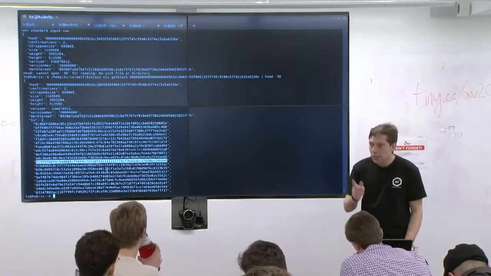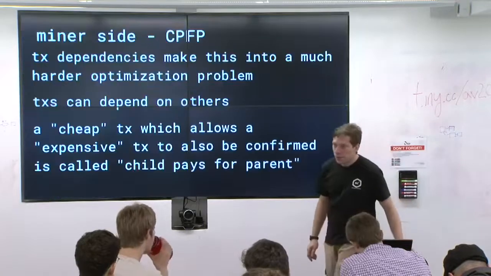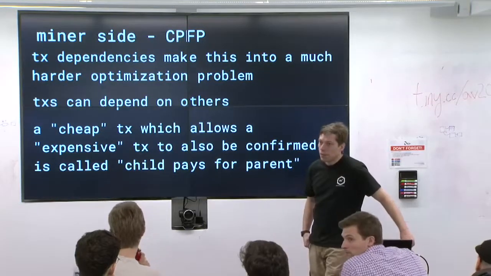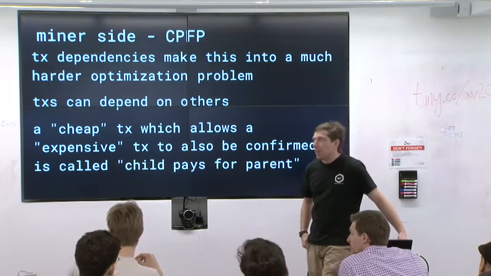Quick question. Yes? So you mentioned low fee, high fee, those are kind of relative terms. You mentioned a threshold earlier. How's that threshold determined?